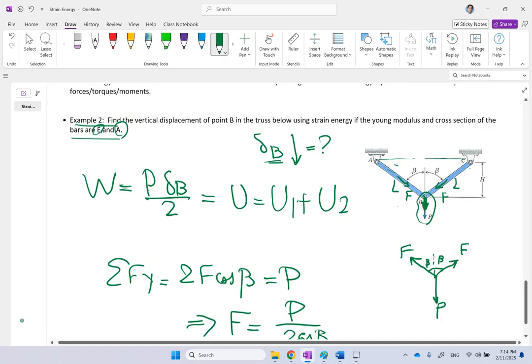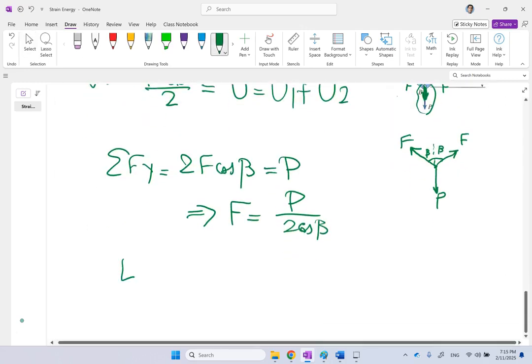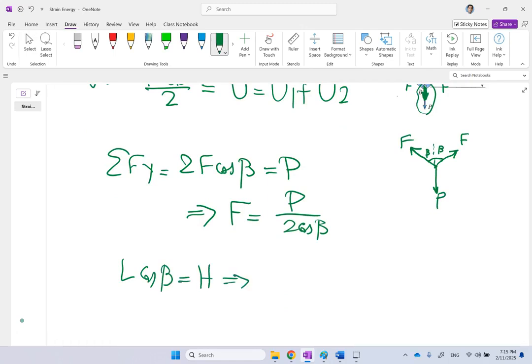Now, what's the length of each member here? Clearly, you see that you have this triangle with L, H, and beta. So this side is L, this side is H, and this is beta. Cosine beta is H over L, so L times cosine beta is H. So you can find the length of each member as a function of H and beta, the only two things that are given in this problem. So that's the length of the member, and that's the force in each member.